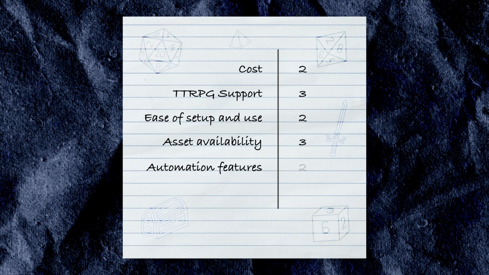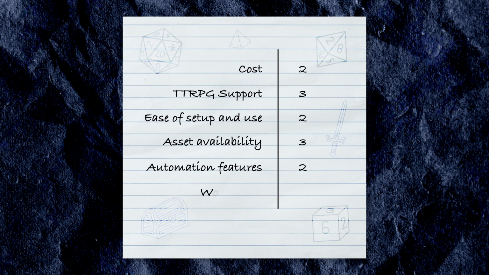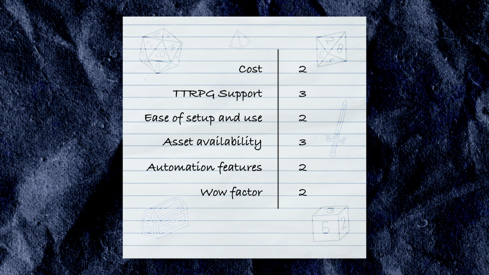Automation features is a 2. The character sheet and monster stat block automation is great, and if you buy all your assets, then it's all done for you. Where it fell a little short was creating homebrew stuff. The process for creating attack automations was quite time-consuming. Wow factor is a 2. I think all the particle effects and the ability to upload videos and animations as visual references elevates this beyond a standard 2D VTT experience.